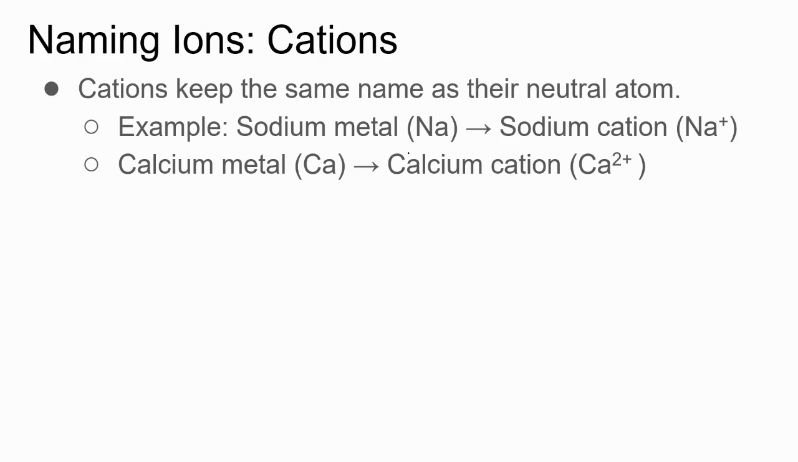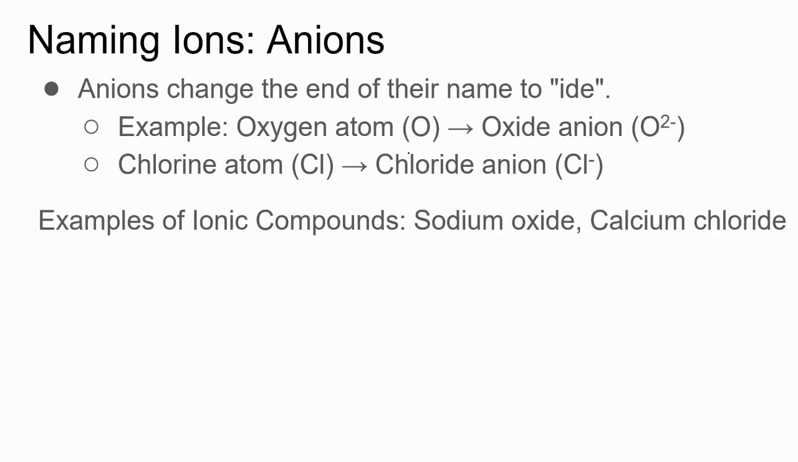So the cation just keeps its same name as the neutral atom. All right, for anions, this one's the trickier part. We change the ending of the atom name to "ide." So if we have oxygen, now we have oxygen 2-, we're going to call that an oxide, the oxide anion. If we have a chlorine atom, and then it gets one more electron, we're going to call that the chloride anion. Okay. So anytime it's a non-metal and it's gaining electrons, we're going to add "ide" to the end.